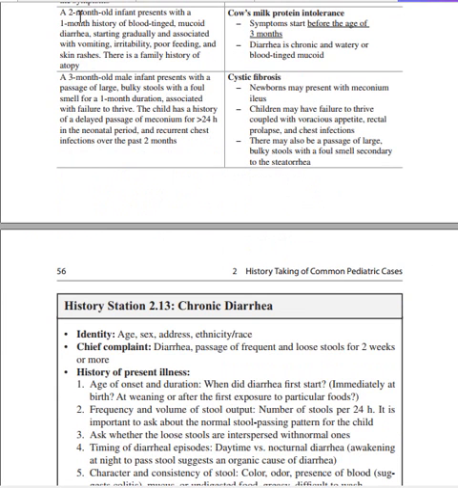So the next one is a 2-month-old infant who presents with a 1-month history of blood-tinged mucoid diarrhea, starting gradually, associated with vomiting, irritability, poor feeding, and a skin rash. And then there is a family history of atopy.